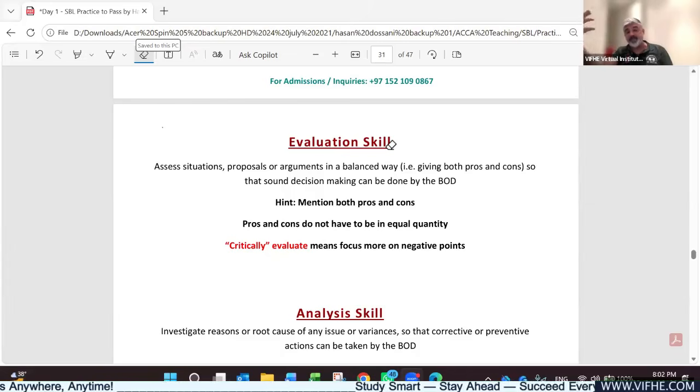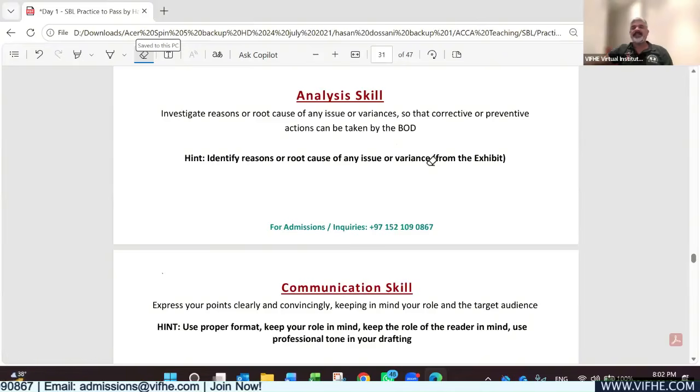So when the examiner gives you a proposal and asks you to evaluate that proposal, obviously every proposal will have some positive points and some negative points. So evaluation skill is normally tested with a question relating to proposals. There might be other situations as well. The second skill is analysis skill. Again, very easy.